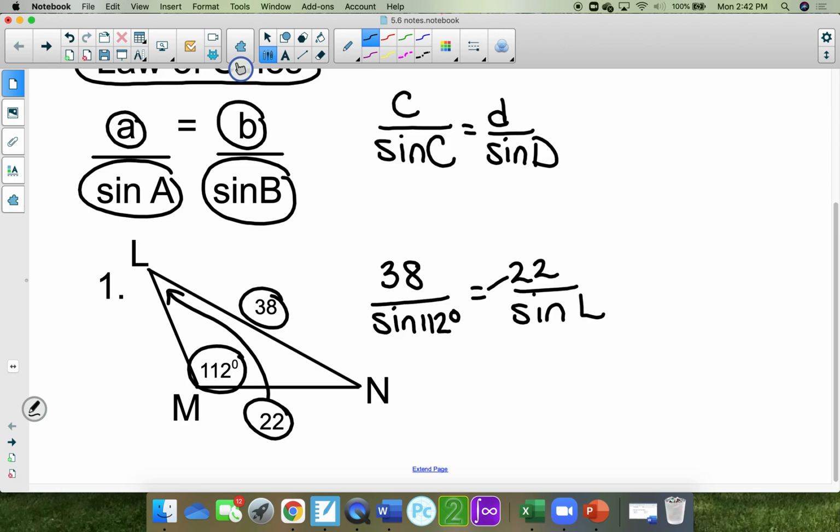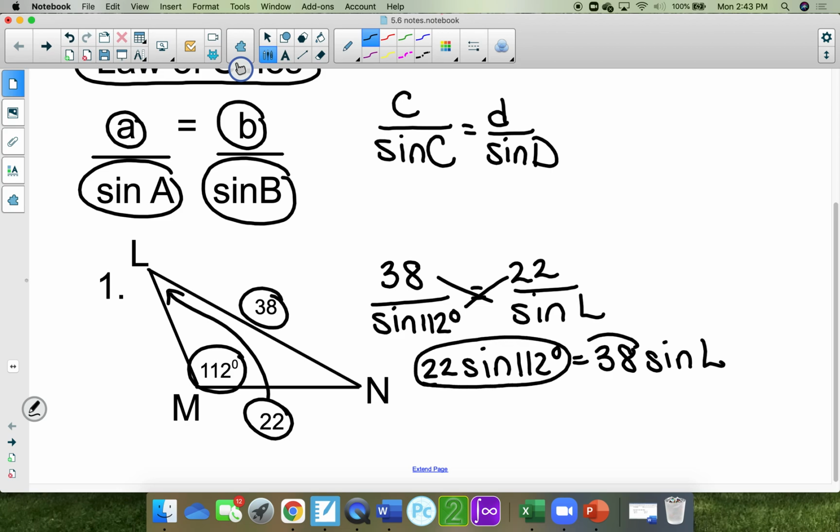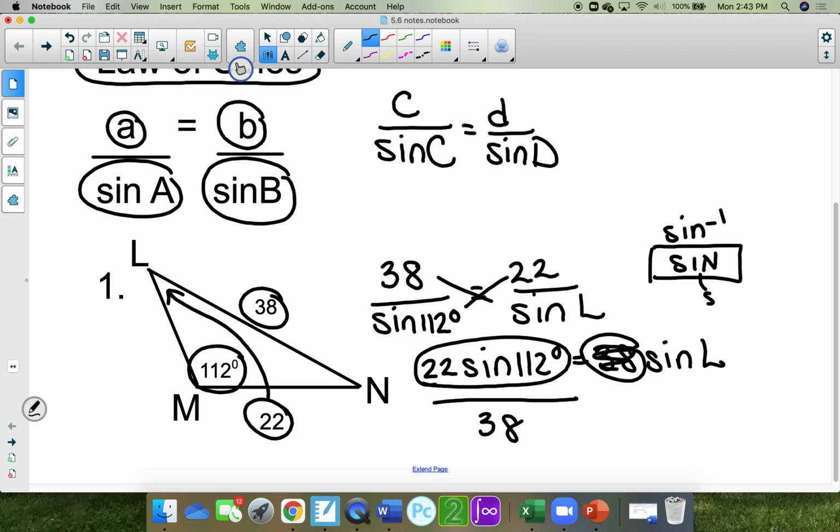And then it's a proportion, so you're just going to cross multiply. You're going to do 22 times the sine of 112 equals 38 times the sine of L. You're going to multiply this into your calculator and divide by 38. You're trying to find the angle, so you need to use this button on your calculator. This finds the side, and this finds the angle. You had it on the first test, so you should know what you're doing.